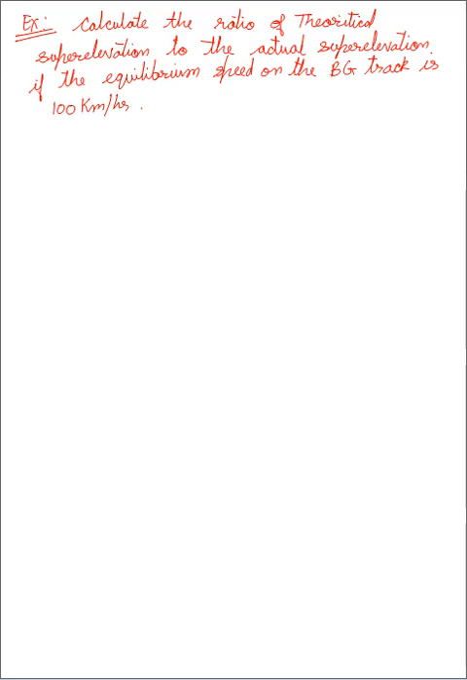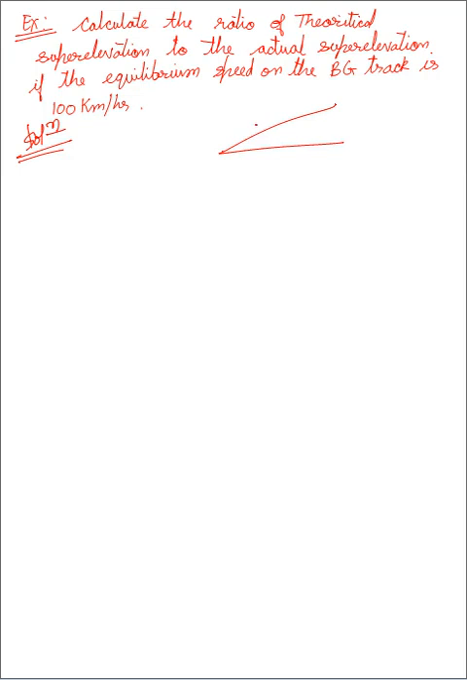Calculate the ratio of theoretical super elevation to the actual super elevation if the equilibrium speed on the BG railway track, that is broad gauge railway track, is 100 km per hour. Okay, so here first of all we need to understand what is super elevation. Basically super elevation is provided especially when we are encountering any curve, a horizontal curve.